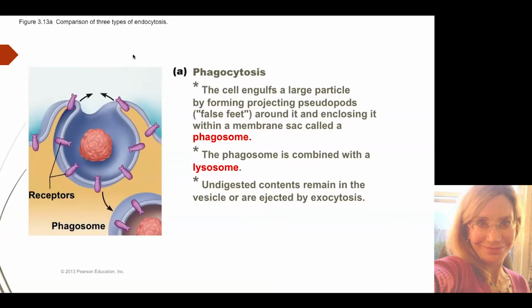And this is showing you phagocytosis, and the cell is actually engulfing a large particle by forming pseudopods, which are called false feet, around it, and encloses it in a membrane called a phagosome. The phagosome actually combines with a little vesicle called a lysosome, which contains digestive enzymes. And so this becomes a phagolysosome, and the undigested contents are going to remain in the vesicle. The lysosome will break these apart, and then they'll get rid of the debris by exocytosis.